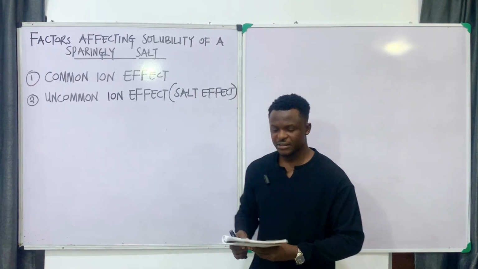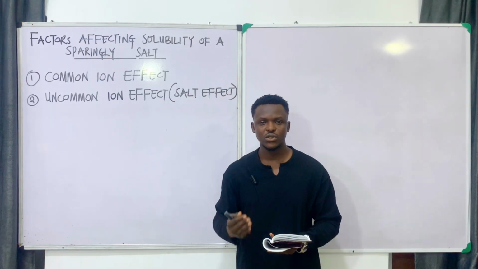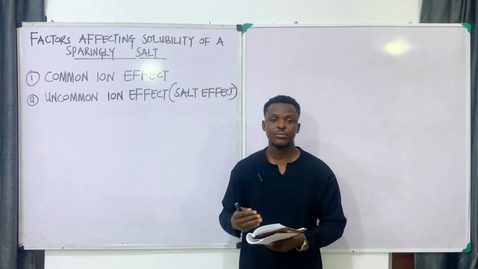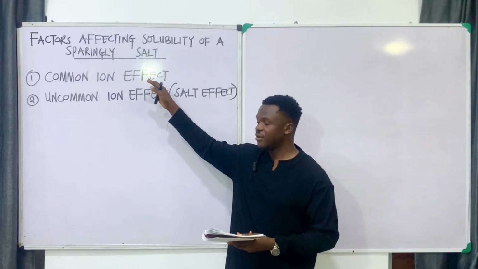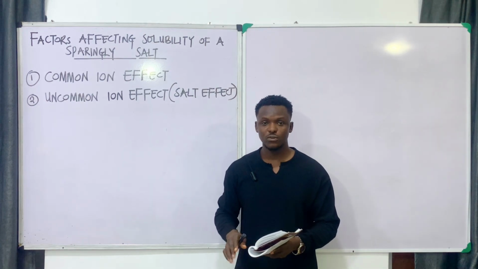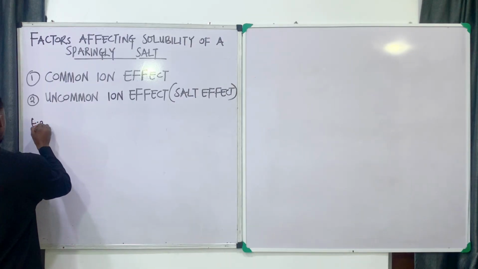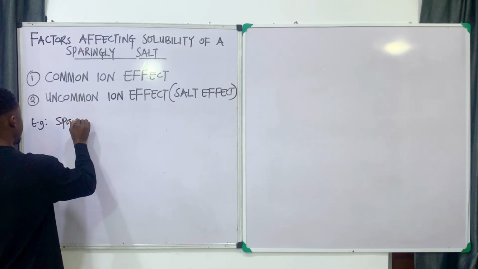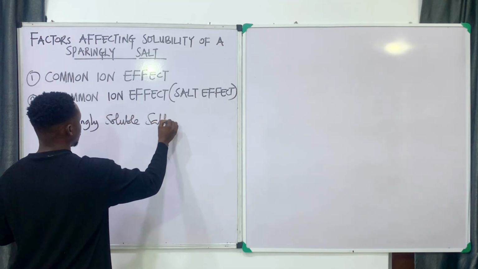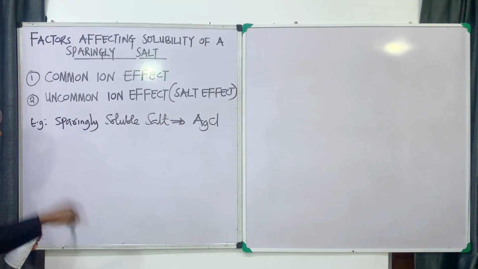This is the common ion effect. The common ion effect is an effect that arises when common ions are present in a solution. The common ion effect decreases or reduces the solubility of a sparingly soluble salt. So let me give us an example. Let's say, for example, we have a sparingly soluble salt, AgCl.